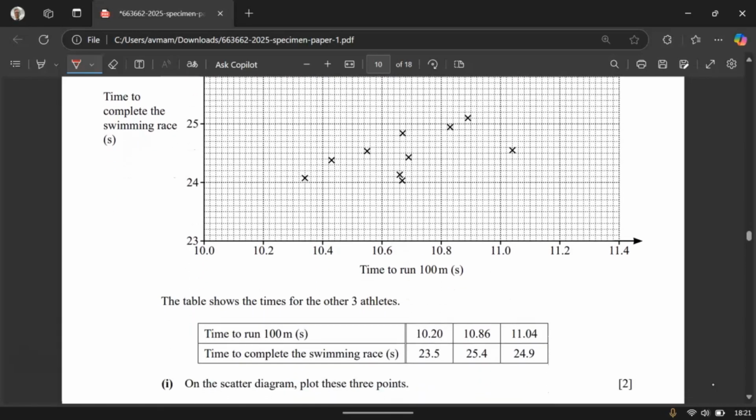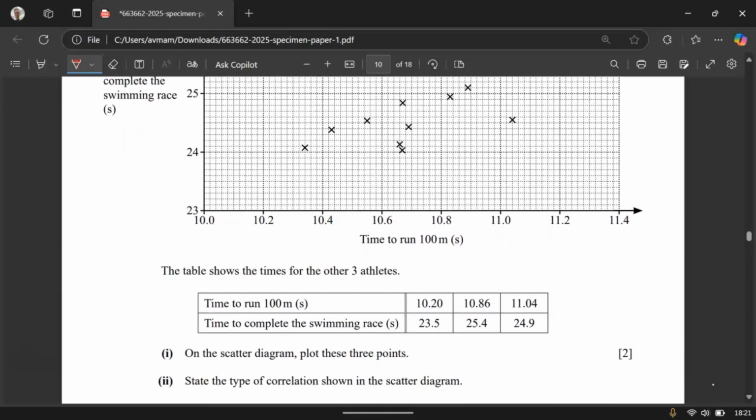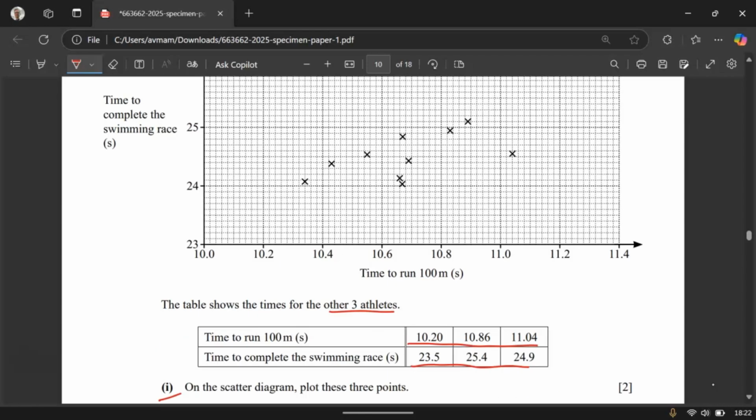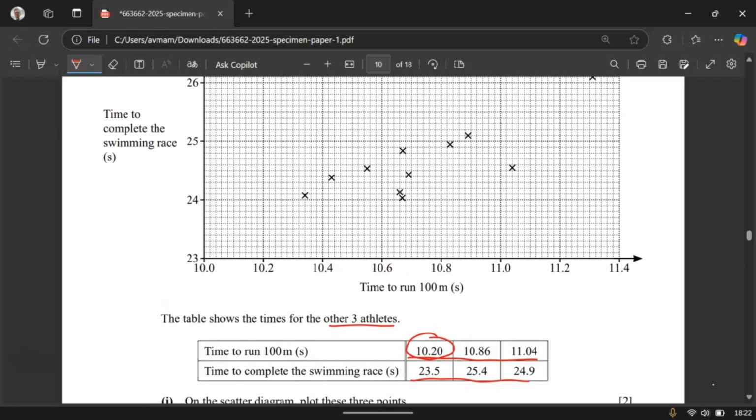Let's go to the question. The table shows the times for 3 other athletes. Time to run 100 meters on top, swimming at the bottom. Question 1. On the scatter diagram, plot these 3 points. The first one is 10.20 seconds for 100 meters. That's right over here. The swimming race is 23.5 seconds.